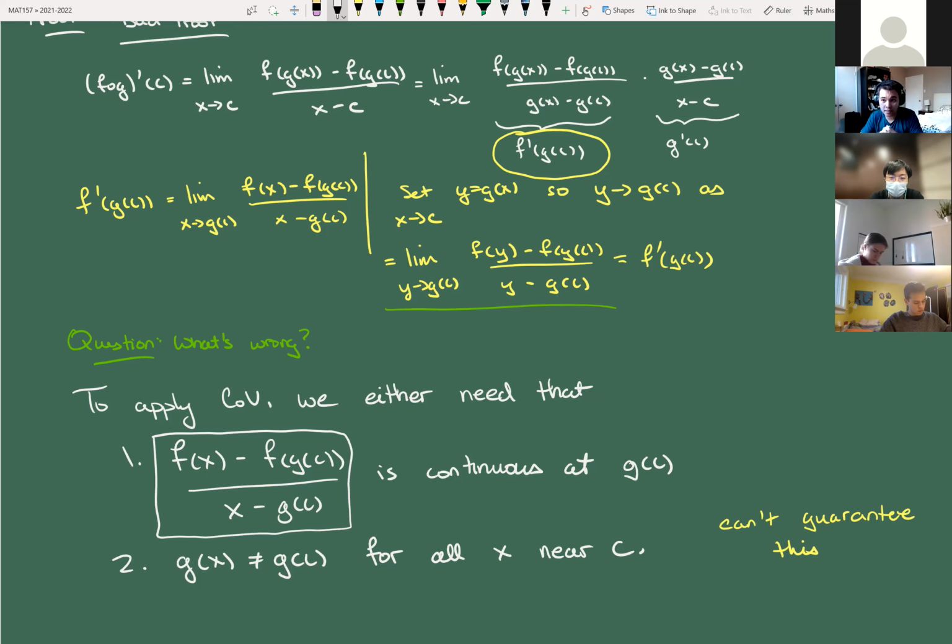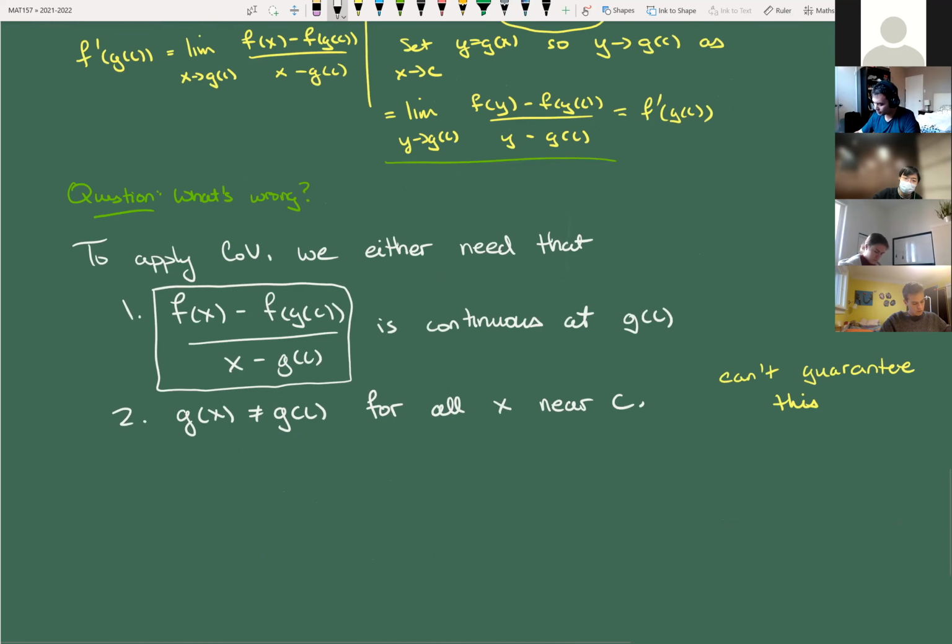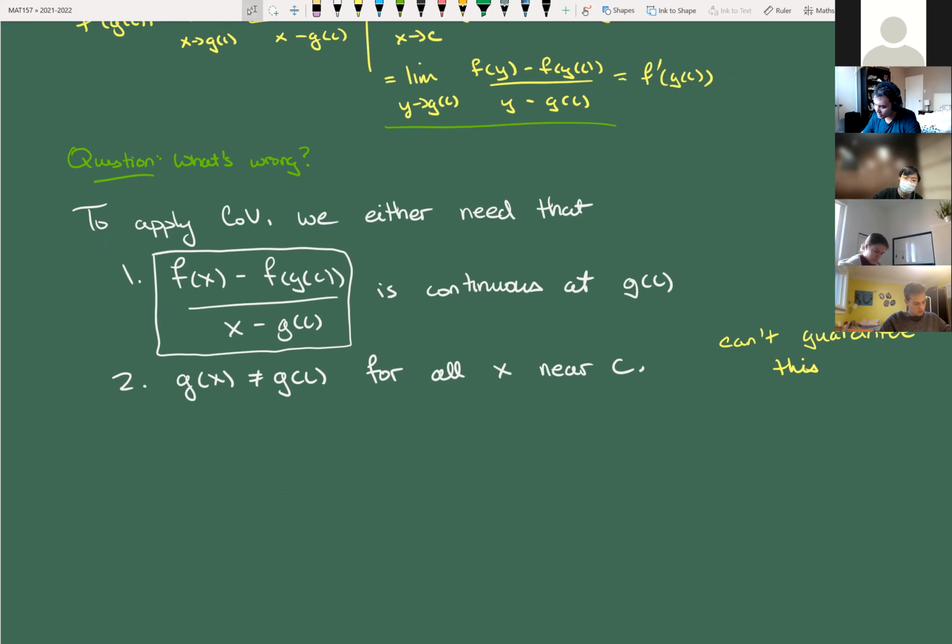Because we know this limit exists. We know this limit exists precisely because, as Duanche said, this function is differentiable. So we know that this limit exists and its value is f prime of g of c. So the answer is that we can't use this function, but we can fix it if we plug the hole. So we can't use the function above.